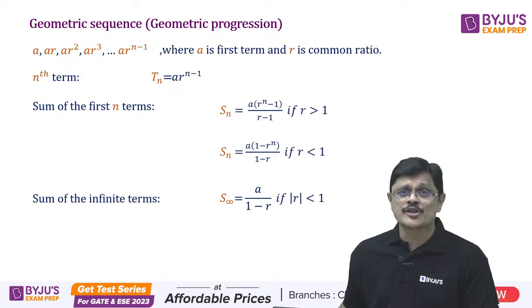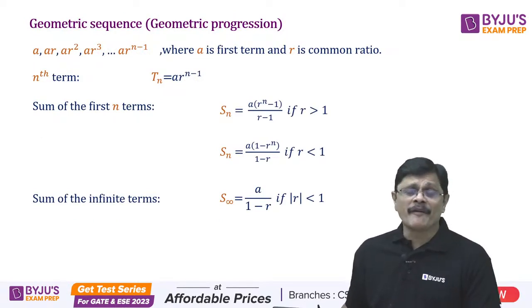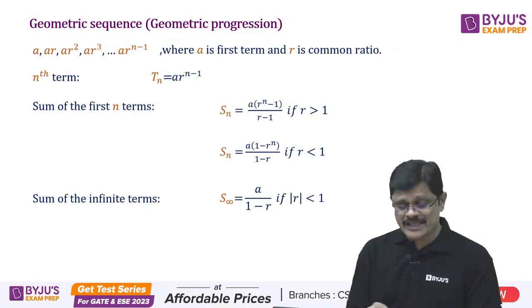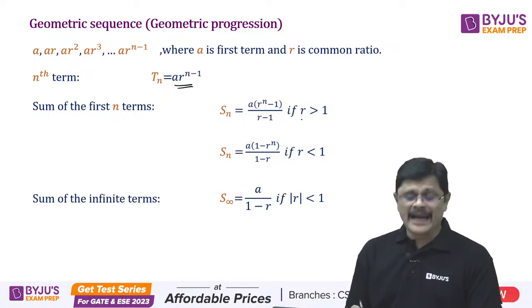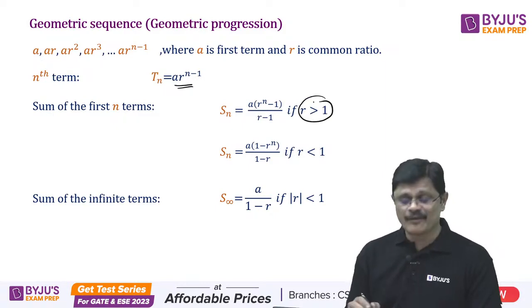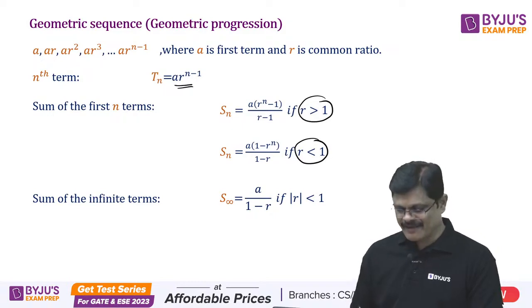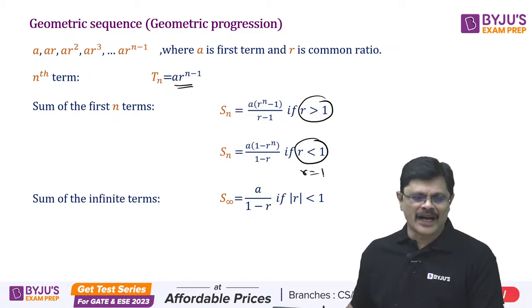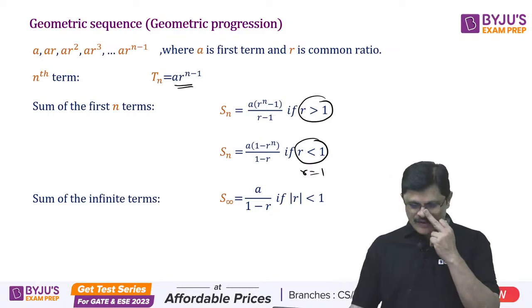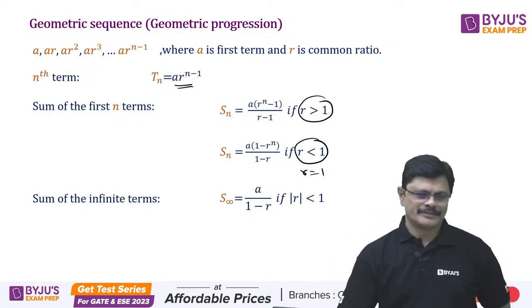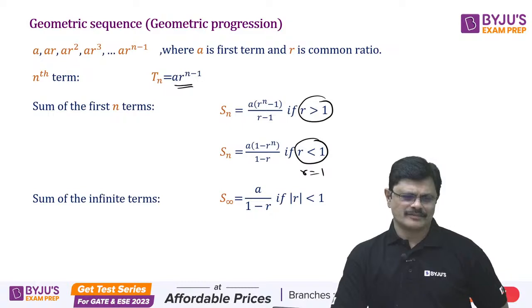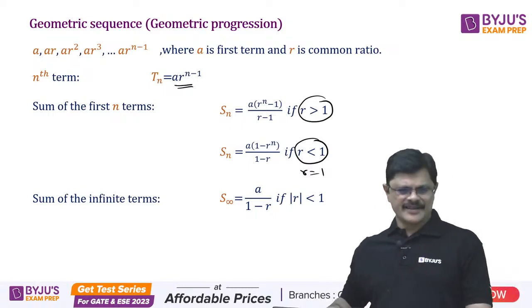Similarly, geometric sequence also plays a very important role. The nth term of a geometric progression is given by a into r power n minus 1, and the sum to n terms is given by a into r power n minus 1 by r minus 1 if r is greater than 1. If r is less than 1, it is a into 1 minus r power n by 1 minus r, my dear friends. One more interesting question which I generally ask: when r is equal to 1, what is the story? What is the story when r is 1, my dear friends? Please answer.